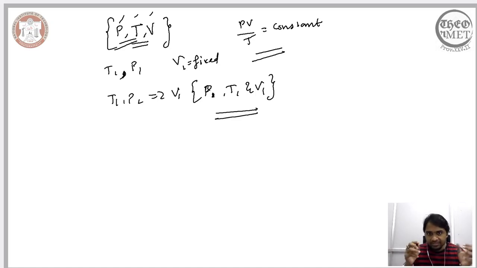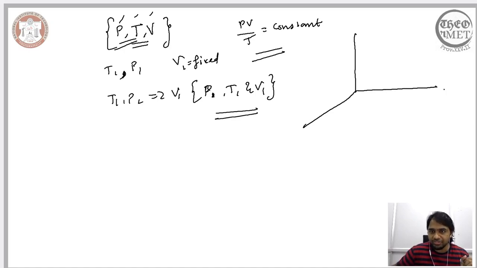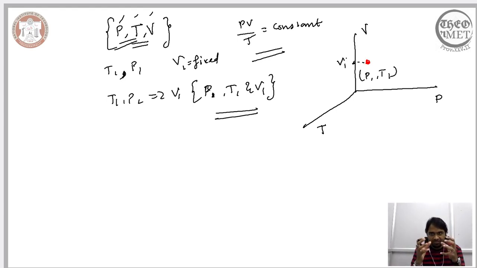Now graphically, this can be represented by considering the pressure and the temperature along the x and y axis respectively, and volume along the z axis. So you have your pressure, you have your temperature and volume. Now when I fix my pressure and temperature, P1 and T1, the volume is fixed and that will correspond to V1. So the state of the system is fixed. When I say the state of a system, it means I have fixed pressure, fixed temperature and correspondingly fixed volume.